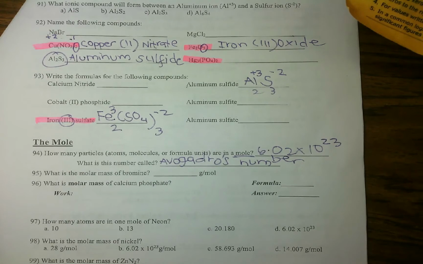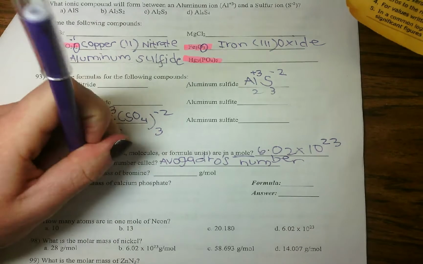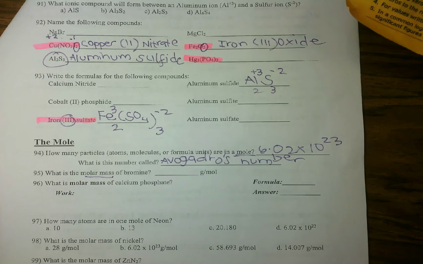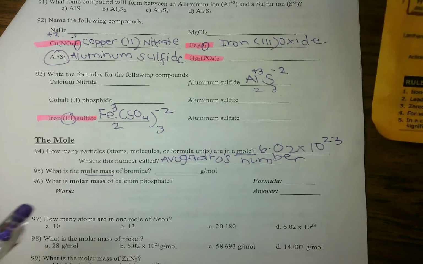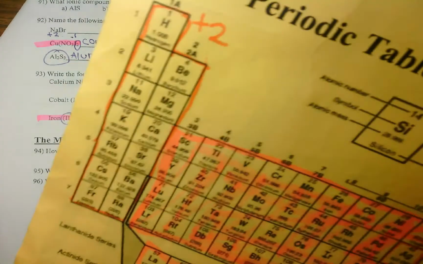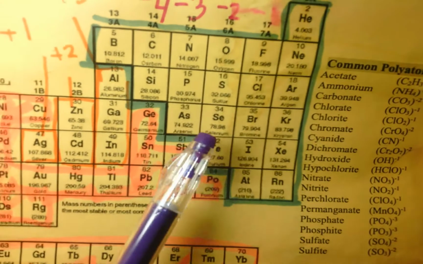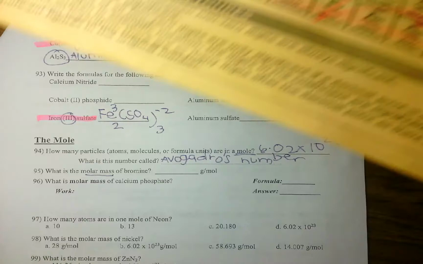Okay, now if your question says what is the molar mass, that is not this. The molar mass comes from the periodic table. So this one says molar mass. It's asking me for the molar mass of bromine. So I'm going to look on there, and that says 79.904.